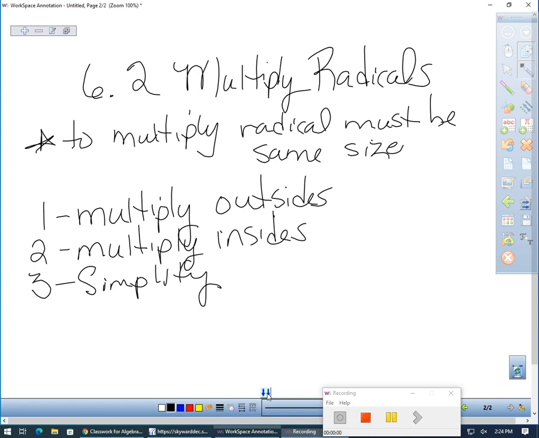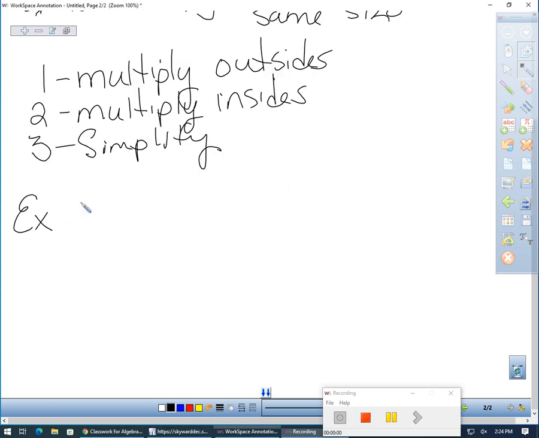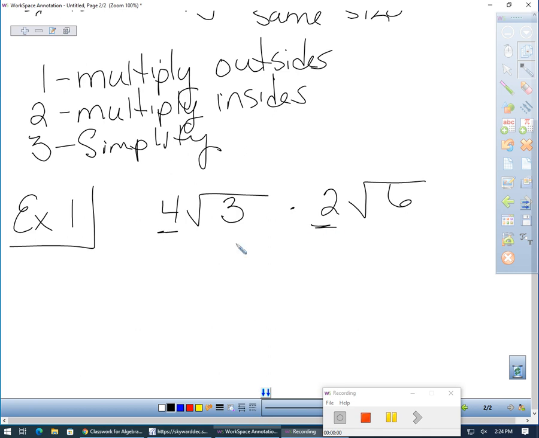Okay. So here is example number 1. We're going to start off something really easy. Let's say I have 4 square root of 3 times 2 square root of 6. I'm starting with this one because square roots, we have already actually done these together. So we multiply our outsides. 4 times 2 is, what'd you say, Gabe? 8. Square roots. I'm going to multiply my insides together.